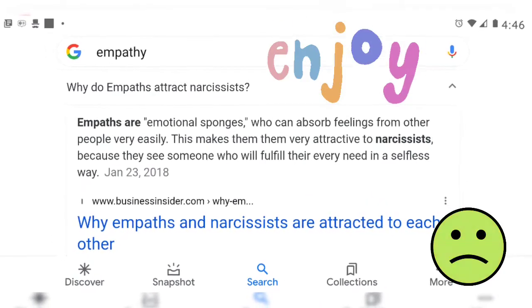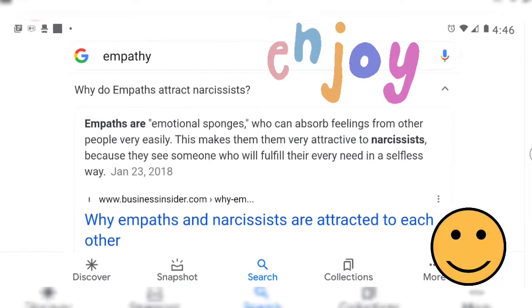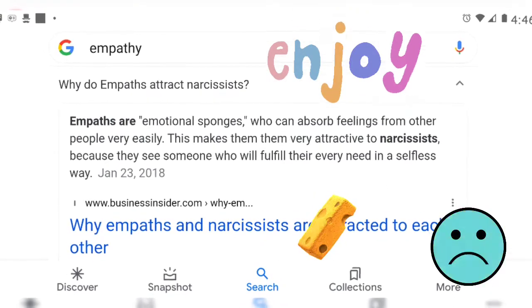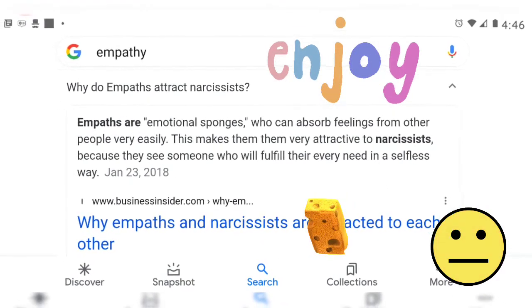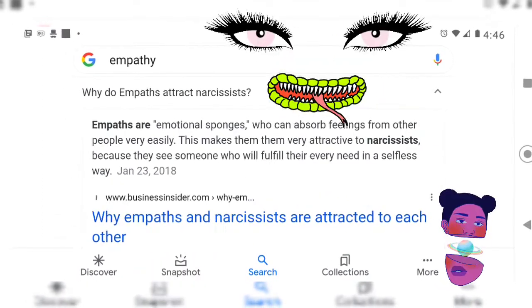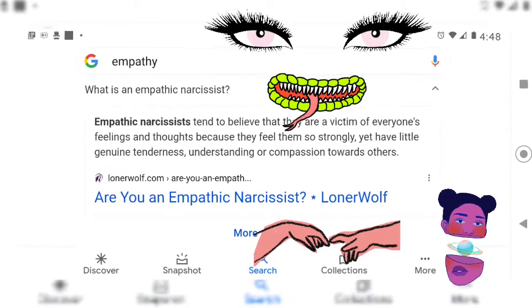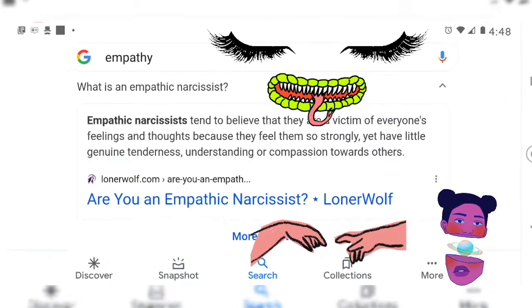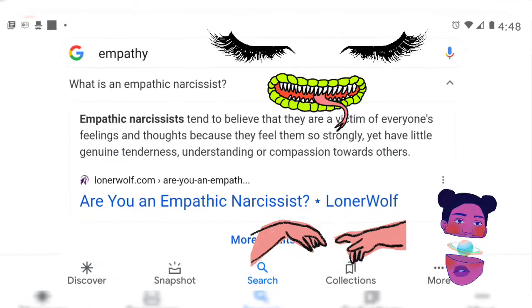Why do empaths attract narcissists? Empaths are emotional sponges who can absorb feelings from other people very easily. This makes them very attractive to narcissists, because they see someone who will fulfill their every need in a selfless way.